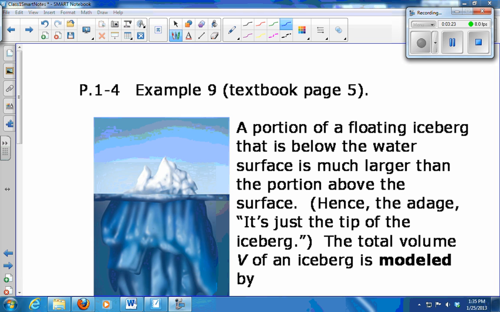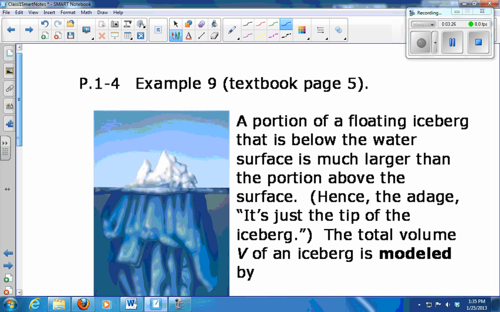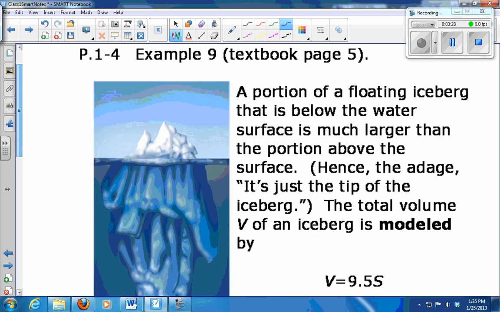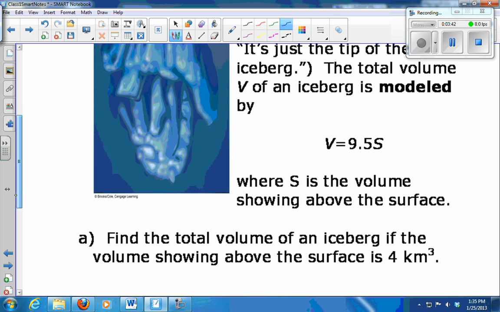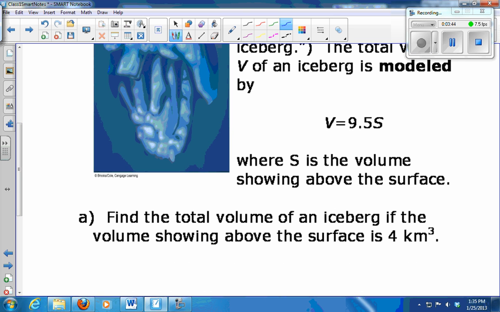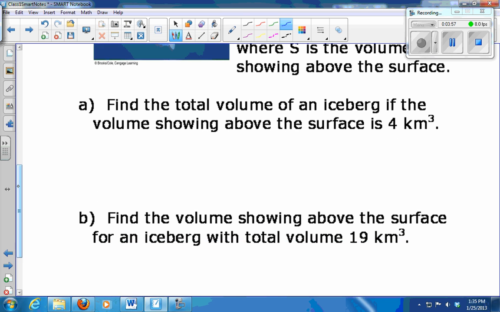So here's an example from your textbook of a mathematical model. The portion of a floating iceberg that is below the water surface is much larger than the portion above, hence the adage, it's just the tip of the iceberg. The total volume of an iceberg is given by this formula: V equals 9.5 times S, where S is the area of just what you can see showing. So if we want to find the total volume of an iceberg, if the volume showing is 4 cubic kilometers.